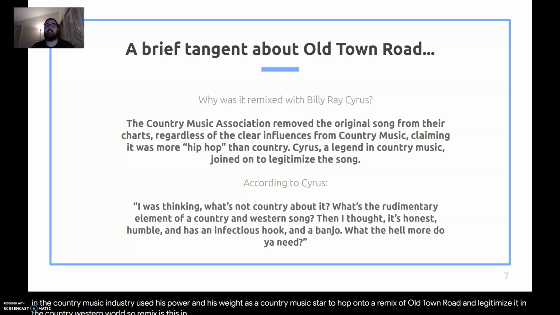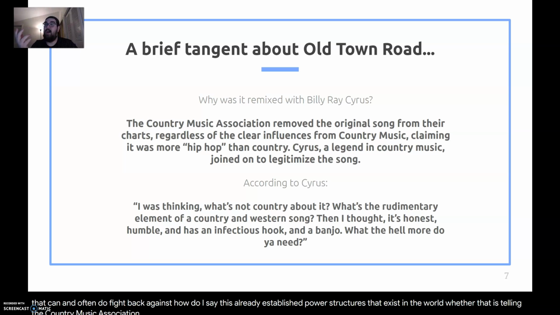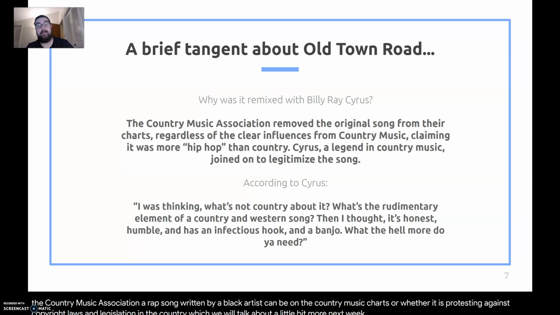So remix is this interesting subgenre where you're able to take things that already exist and tweak them in ways that can, and often do, fight back against, how do I say this, already established power structures that exist in the world. Whether that is telling the Country Music Association a rap song written by a black artist can be on the country music charts, or whether it is protesting against copyright laws and legislation in the country, which we will talk about a little bit more next week.